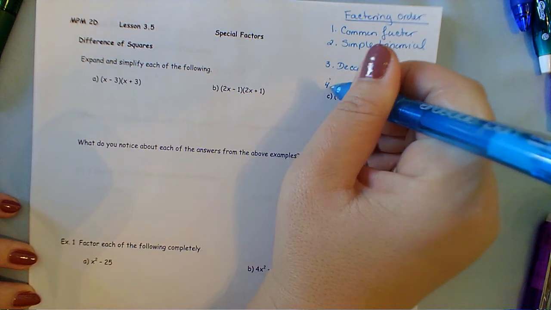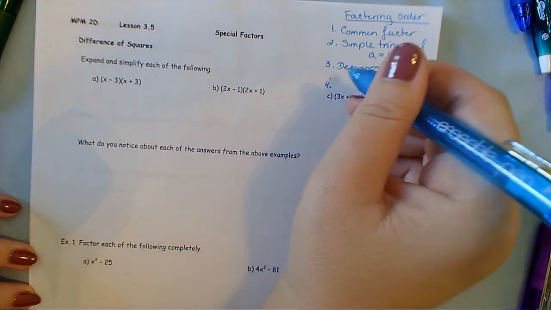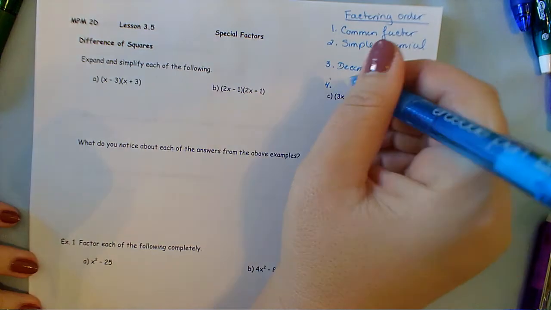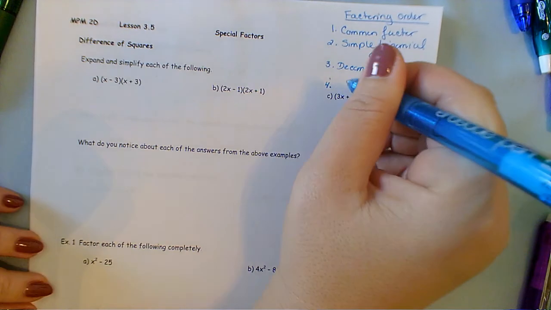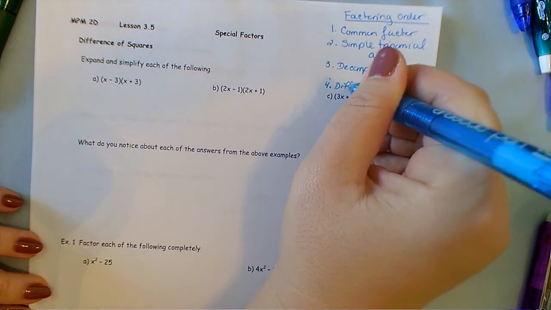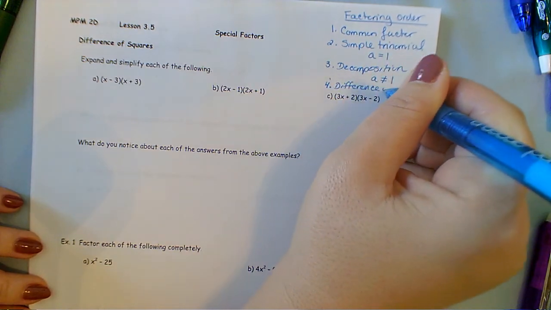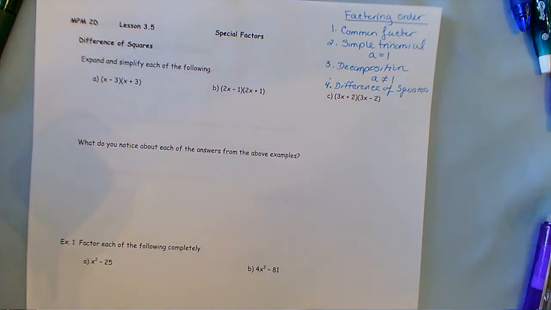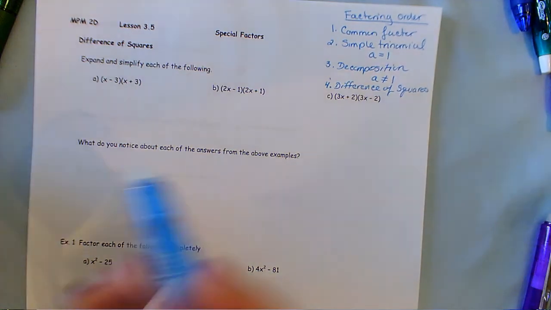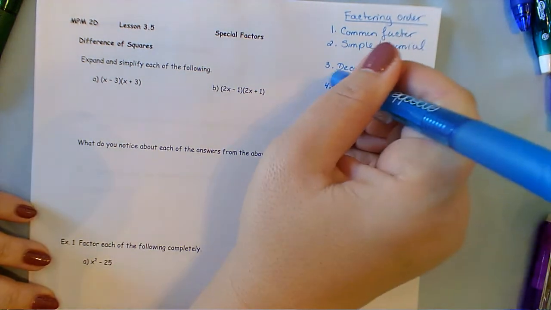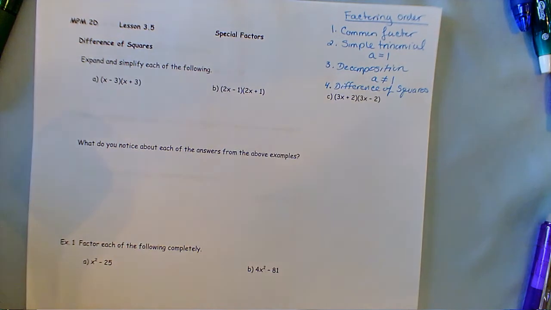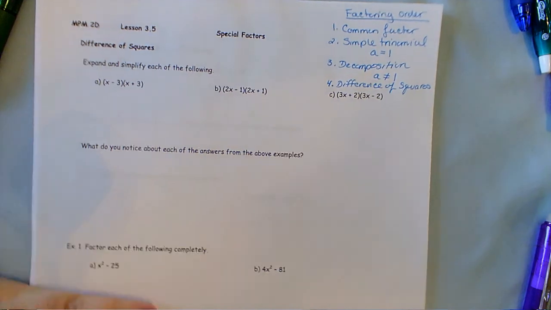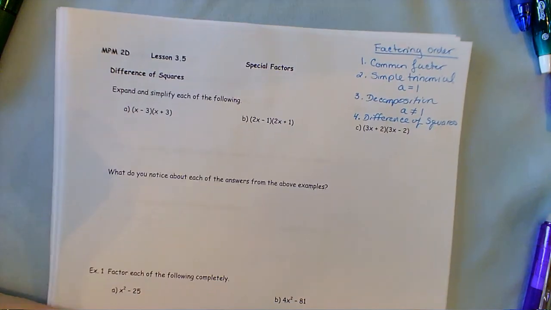The last type of factoring then is going to be the special cases, which basically is a difference of squares. Difference of squares. And it looks very different than what the previous ones looked like. So it's going to be easy to tell when it's that one. So I'm going to show you what I mean. So just to get us started again, let's expand and simplify these brackets.